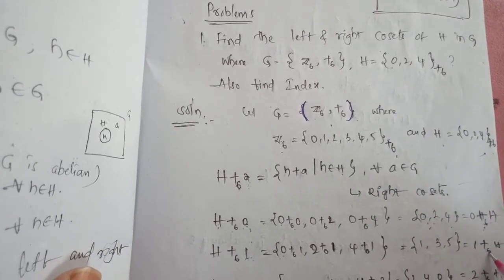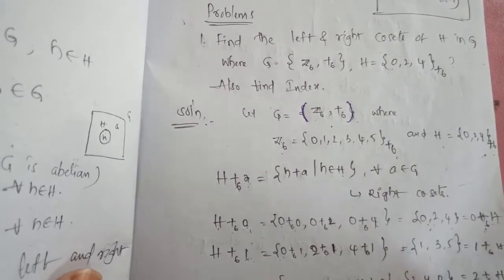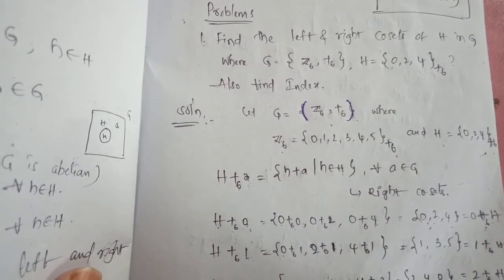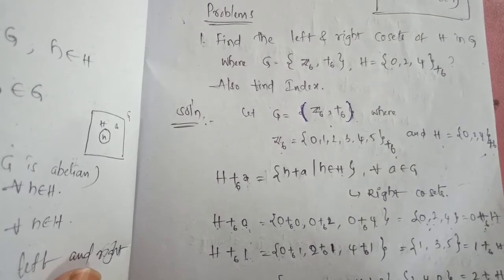Similarly we get 1 addition modulo 6 H. This is the left coset, this is the right coset. Left coset and right coset both are the same. Now H addition modulo 6 with 2. So 0 plus 2, 2 plus 2, 4 plus 2.